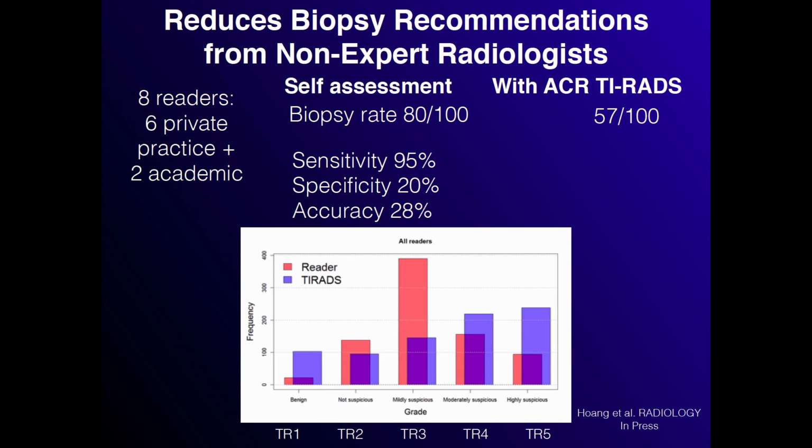Well, the sensitivity of the radiologists as an average was high, 95%, because they were recommending a lot of biopsies. The specificity, only 20%, and accuracy, 28%. With ACR TI-RADS, their sensitivity dropped a little bit, but their specificity markedly improved, and so did their accuracy. So forget about machine learning. Just applying a RADS system makes you a better radiologist, even if there's high variability in what you're calling the features. So even if you're not good at calling features, which these 6 private practice radiologists weren't, you're still going to come out being a better radiologist in terms of determining which nodules should have biopsy or follow-up.